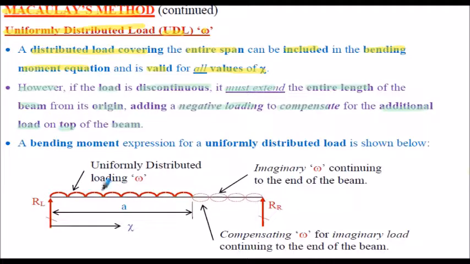So in the diagram below we have a UDL, omega, that runs from the left-hand end along the beam a length of A. Now as the UDL is not along the entire length of the beam, we have to, in this case, extend it along the remaining portion of the beam. So this is now the imaginary omega continuing to the end of the beam. Now obviously that's added additional UDL to the beam that is not there, so to counteract the extending UDL we have to add what's called a compensating uniformly distributed load, shown here, which is equal but opposite to the imaginary load.